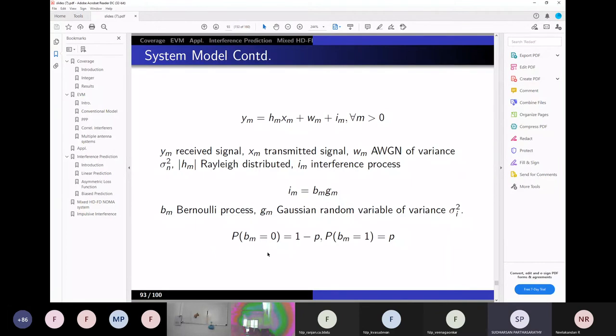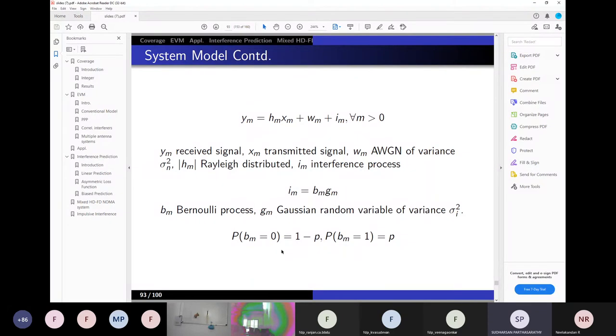To put it mathematically, your system model is going to be like this. Ym equals Hm Xm plus Wm plus Im for all m greater than 0. So Hx plus W plus I, where W is your AWGN noise of variance sigma n squared. Your H is Rayleigh distributed. Your I is the interference process. Its Im is equal to Bm into Gm.